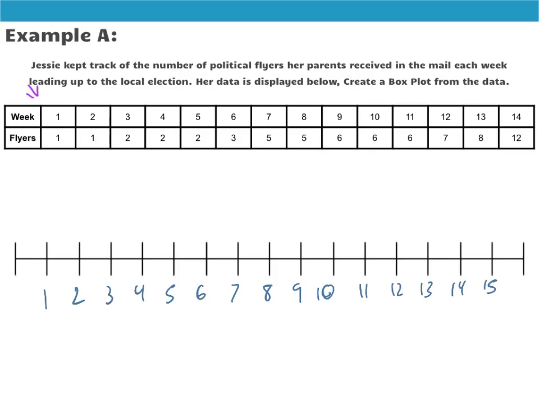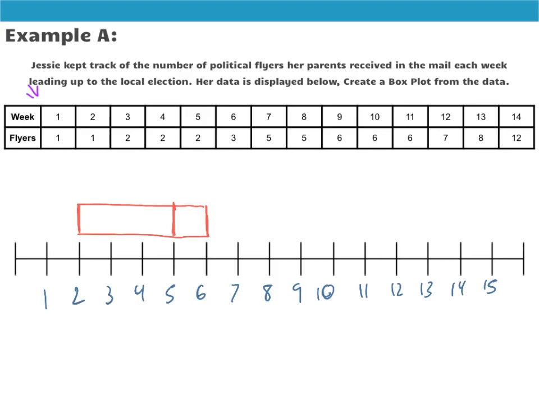So we know that our middle number, or our median, is at 5. So we're going to draw a straight line down from our 5. We know that our upper quartile is 6, so we're going to draw a straight line down from our 6. And our lower quartile is 2, so we're going to draw a straight line down from our 2. Now that we've done that, we're going to connect all of our lines to make ourselves our box.